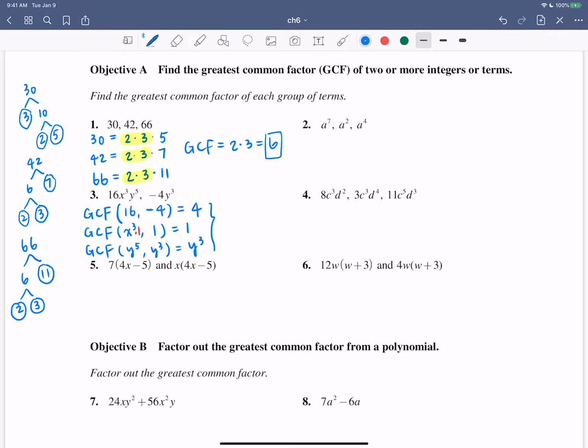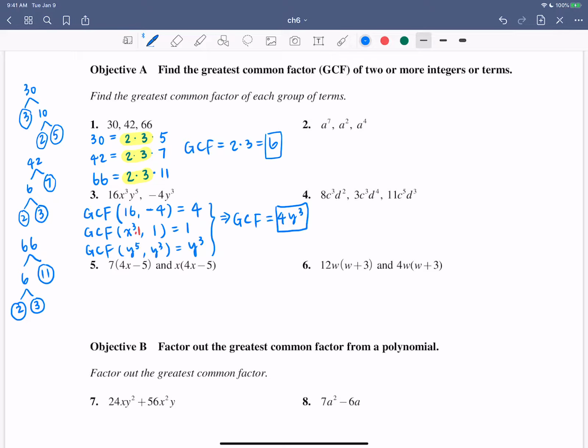And then finally, you combine all these three, write your final GCF as the product of all those three things. So 4 times 1 times y to the third, that gives you 4y to the third. So that is the GCF between these two algebraic expressions.